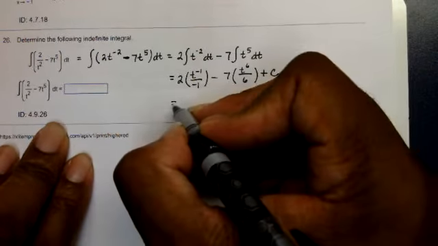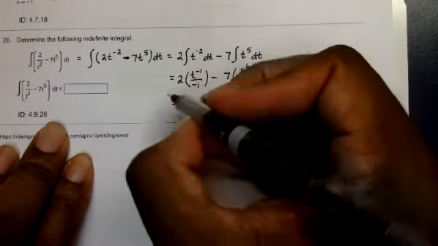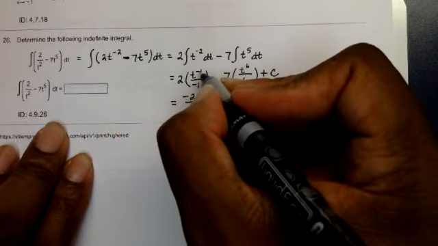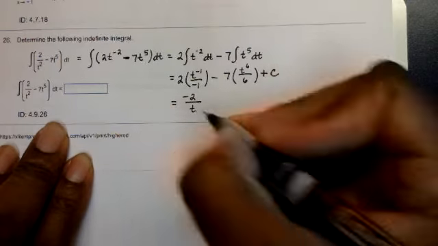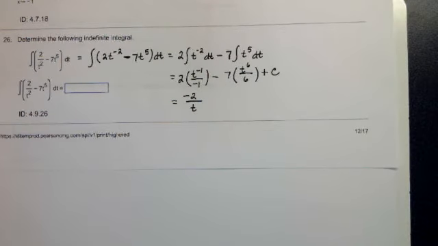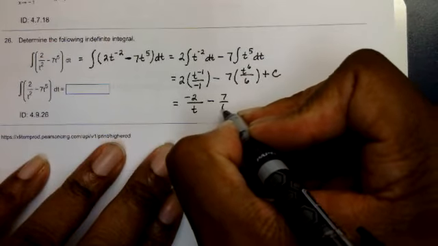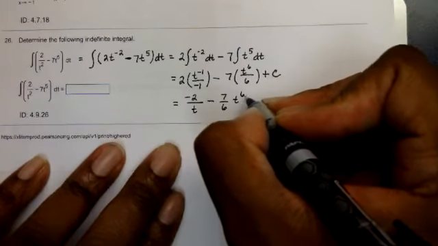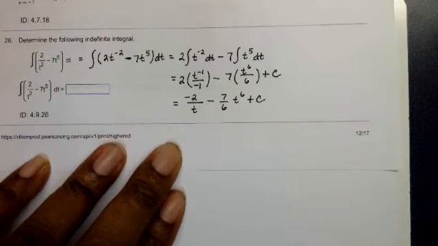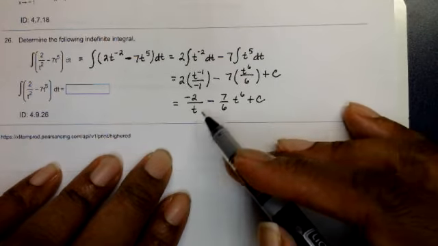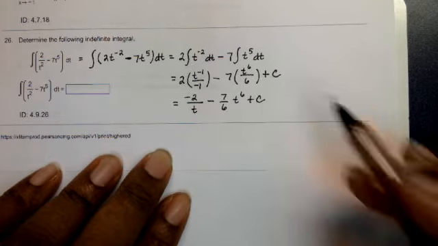Now let's simplify this. 2 divided by -1 would be -2. And I'm going to bring the t to the -1 in the denominator, make that t to the +1, or just t, minus 7 over 6 times t to the 6 plus c. So the integral of 2 over t squared minus 7t to the 5th dt will be -2 over t minus 7/6 t to the 6 plus c.